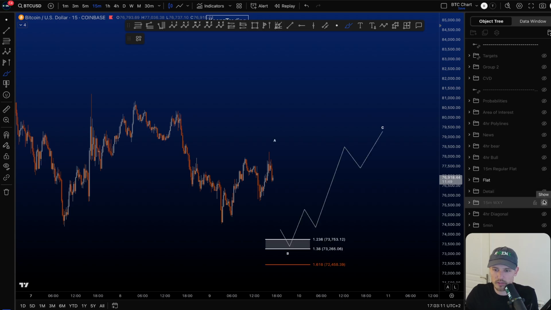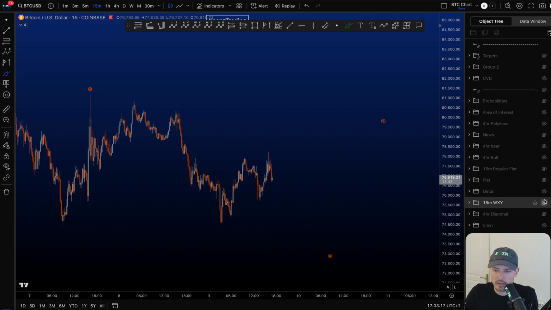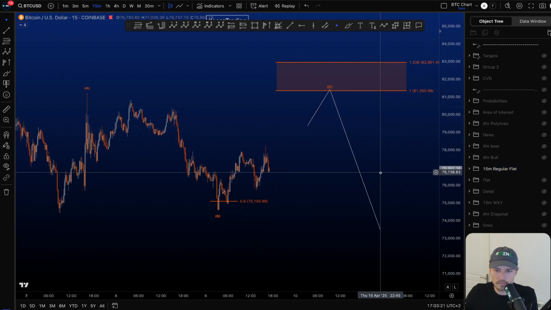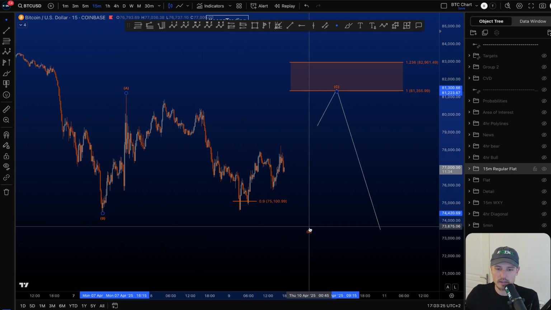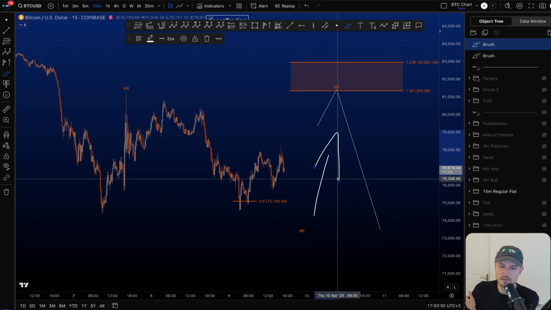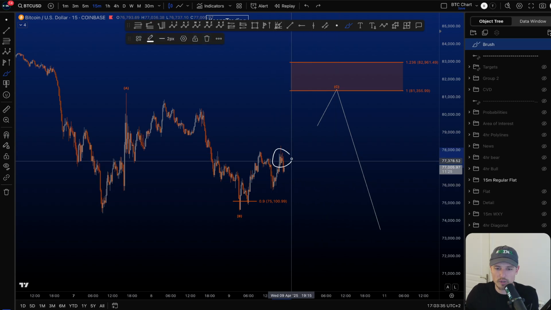So this is actually the flat in wave Y, shown in more detail. I forgot I had it, but A, B, and then your wave C. Now, the moment you take out this low at 74K, then preferably you count a B and then look for C back towards the upside, okay? But at the moment, price is ranging here.